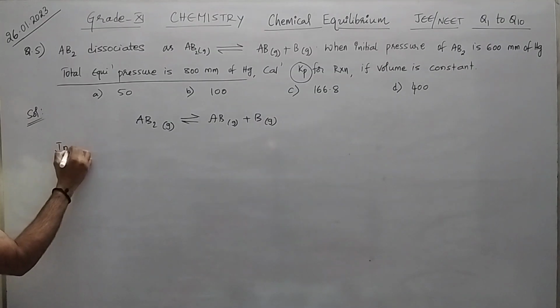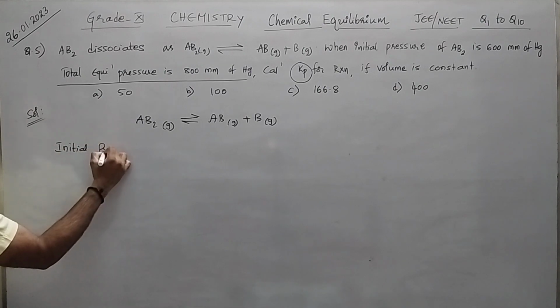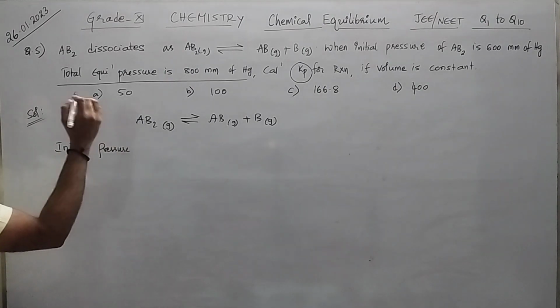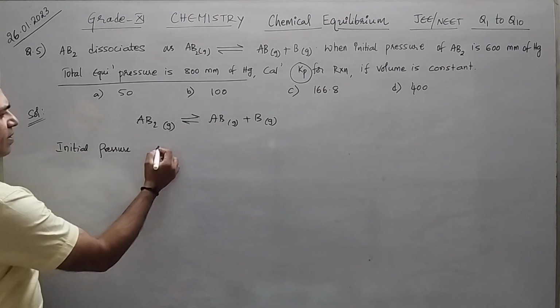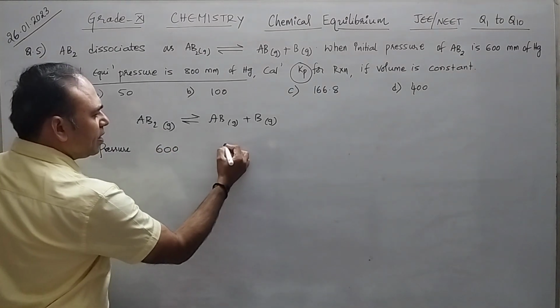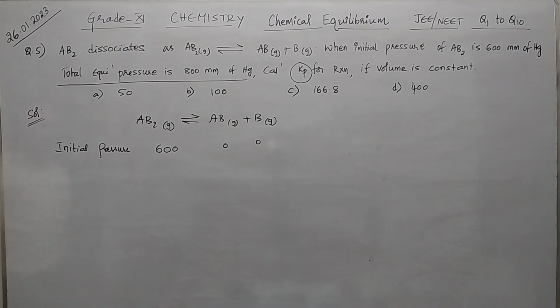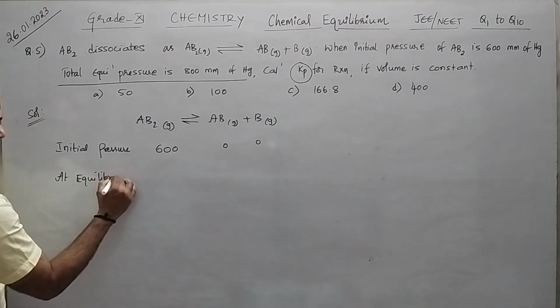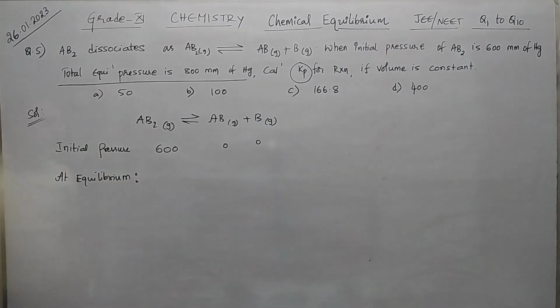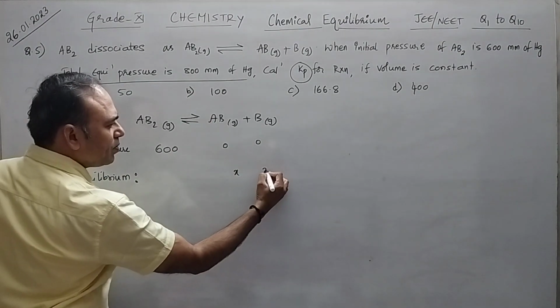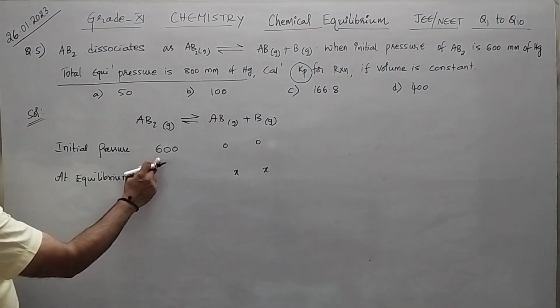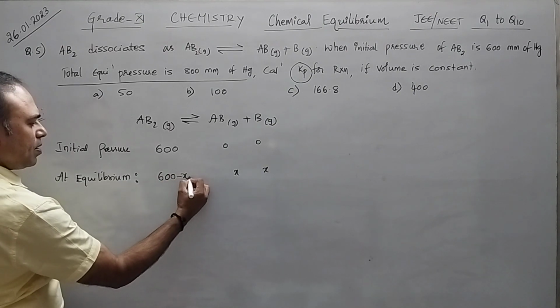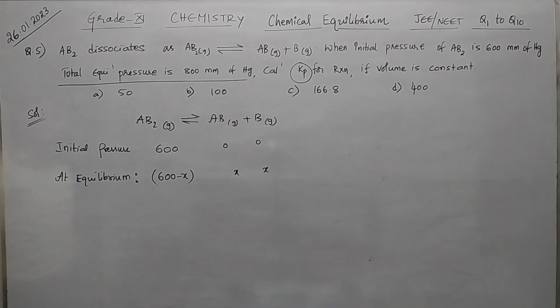We will write, if pressure is given, we can write like this. So the initial pressure, they have given the value, it is 600 and here it will be 0. Initially you don't have any pressure of the products because no products are formed. Second one, at equilibrium we can write like this. So here let x be the partial pressure. Now this will be very simple, 600 minus x. What is given?